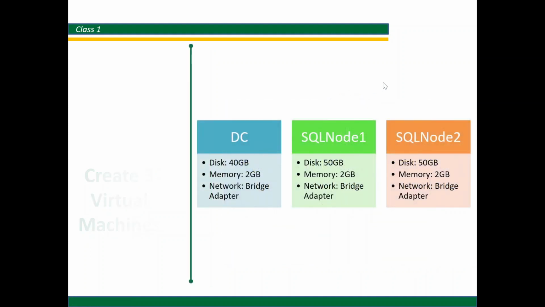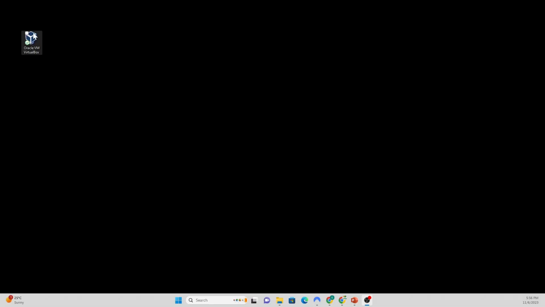So let's start. We have to configure the VMs. The virtual machine configuration will go this way. For the domain controller, we have to have a 40 gig hard disk, a memory minimum of 2 gig, and the network we will leave as bridge adapter. Same thing for the others, but the only difference is that we need more hard disk space on the SQL nodes. So let's open our VirtualBox.